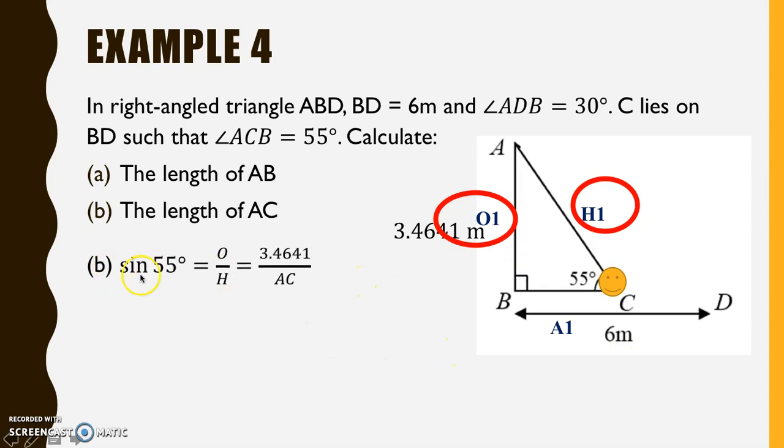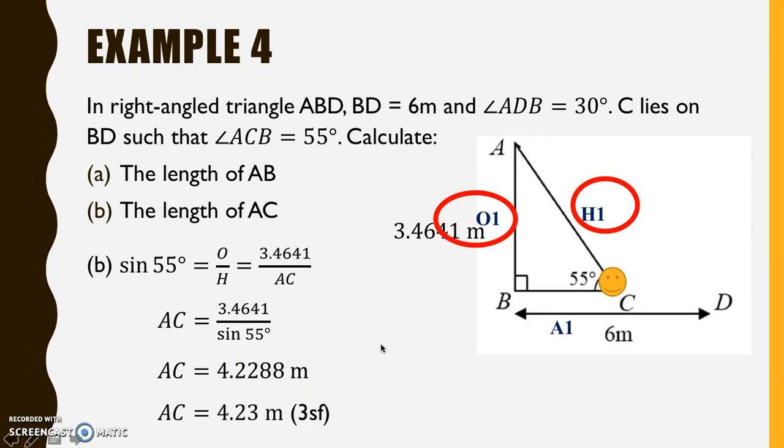So sine 55 degrees is O over H, which is 3.4641 over AC. From here, AC is just 3.4641 over sine 55 degrees. Do a simple algebraic manipulation on your own. Key this in your calculator and you will get AC equals 4.2288 meters. Change into 3SF: AC will be 4.23 meters. Now you notice for this portion, I use the 5SF value. Why? This is to ensure accuracy.